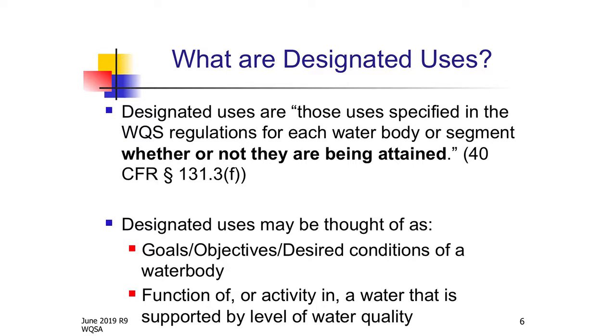What are designated uses? Designated uses are those uses specified in the Water Quality Standards regulations for each water body or segment, whether or not they are being attained. Designated uses are aspirational, so they don't need to be limited to just what is currently attained in order to be designated. A state or authorized tribe may set a designated use that it wants in the future, even if it is not currently being attained.